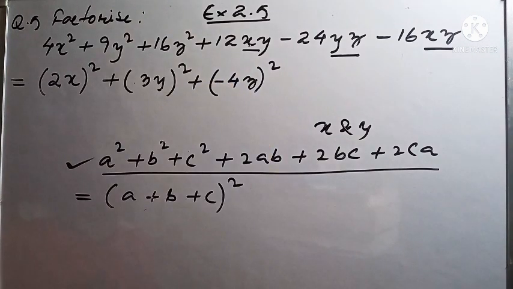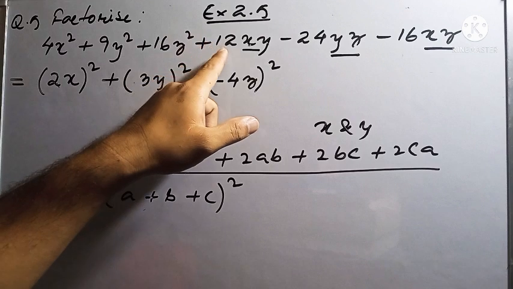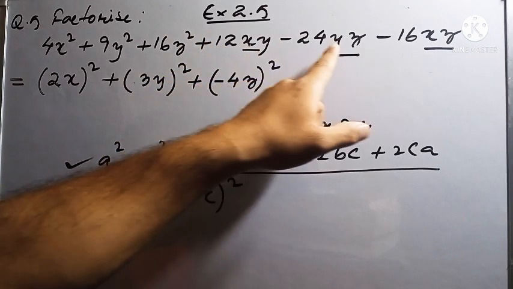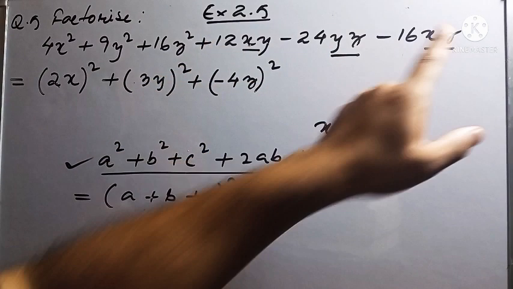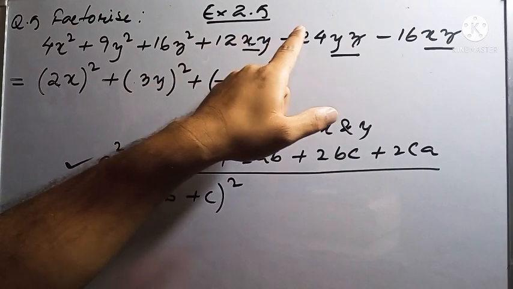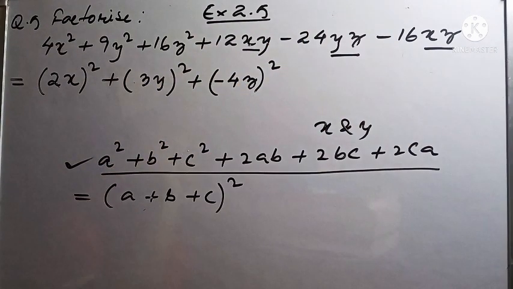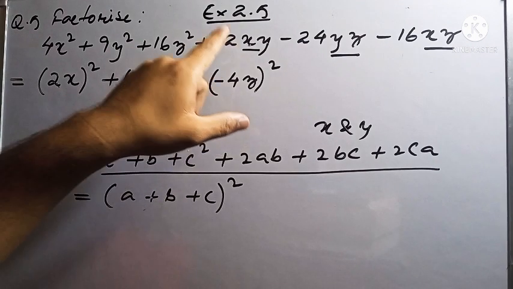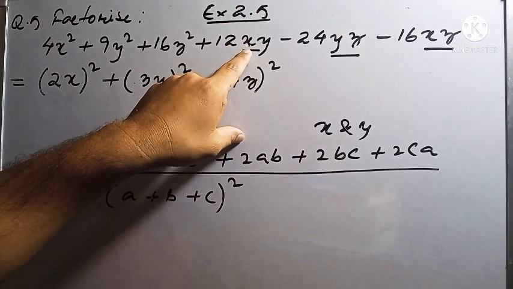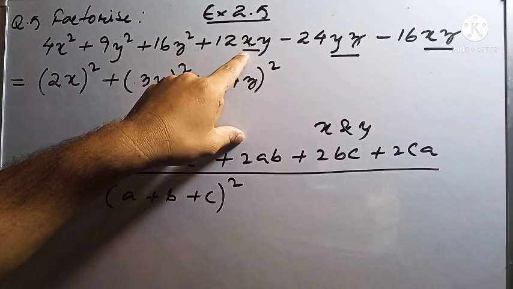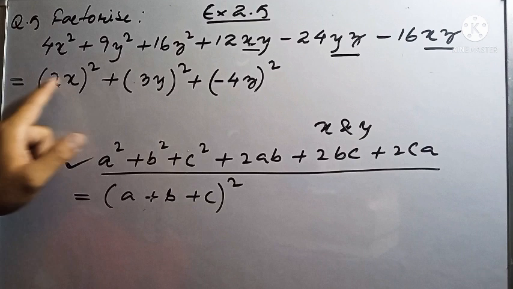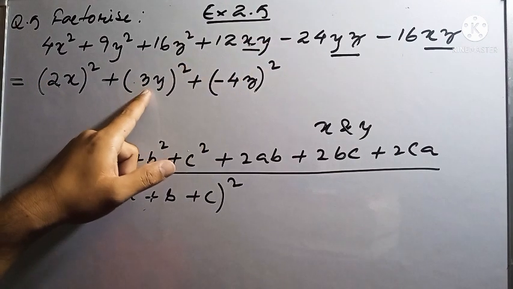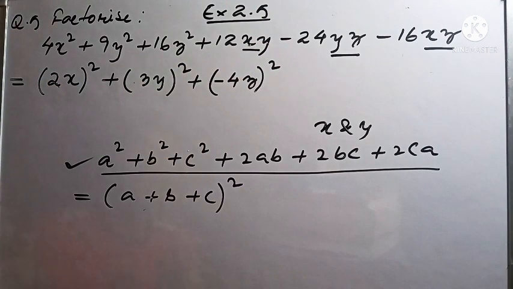I'll tell you again. First, let us see these 3 terms. I find xy, yz, and xz. This is positive, this is negative, and this is negative. In which term do you find positive? In this term I find positive. In this particular term, I find x and y together. So x will be taken as positive and y also will be taken as positive. But the remaining z will be taken as negative.